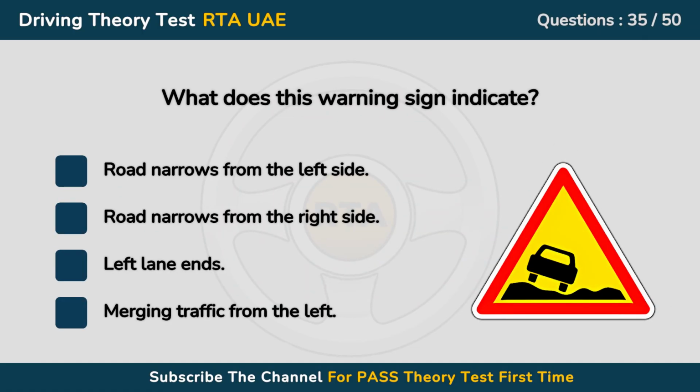Question 35. What does this warning sign indicate? A. Road narrows from the left side. B. Road narrows from the right side. C. Left lane ends. D. Merging traffic from the left.